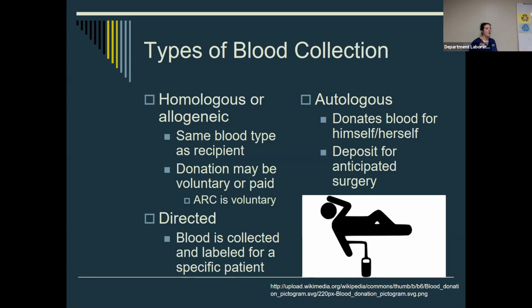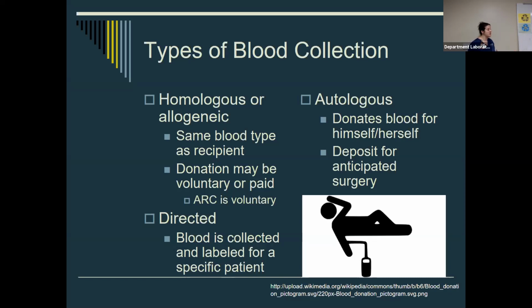Directed is if you have a family member that is scheduled for surgery and you are a compatible ABO, you can go and donate, and your unit will only be for that specific person. All right, so if your brother or sister is going for surgery, your mom or dad, and you want to donate blood for them, you have to have a physician's order. You can go to your donor center and they will tag that unit that you donate for that specific patient. That is a directed donation, okay?